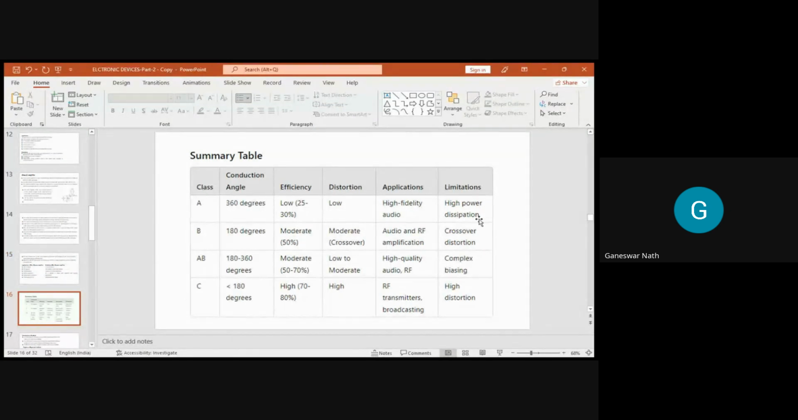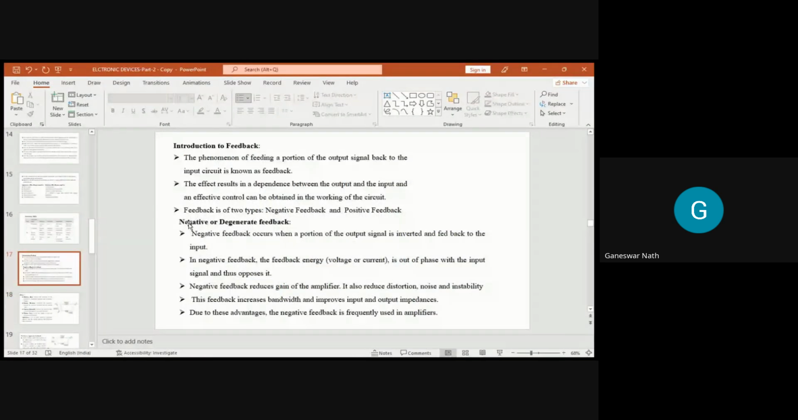You can see this is class A, B, AB, C: conduction angle, efficiency, distortion, application, and some of the limitations you can compare in short, just for different types of power amplifiers here. Okay, now after that we'll go to some feedback concept and also the stability concept of the amplifier here.